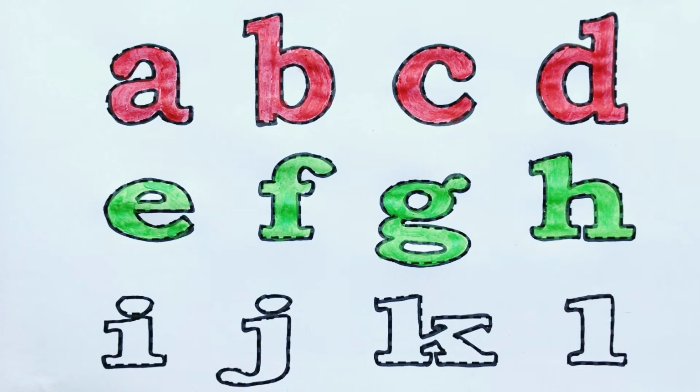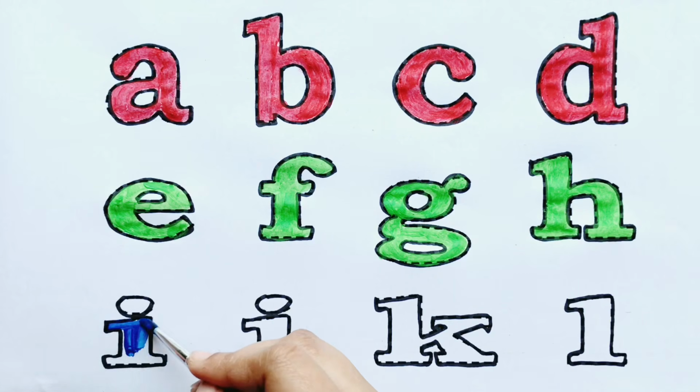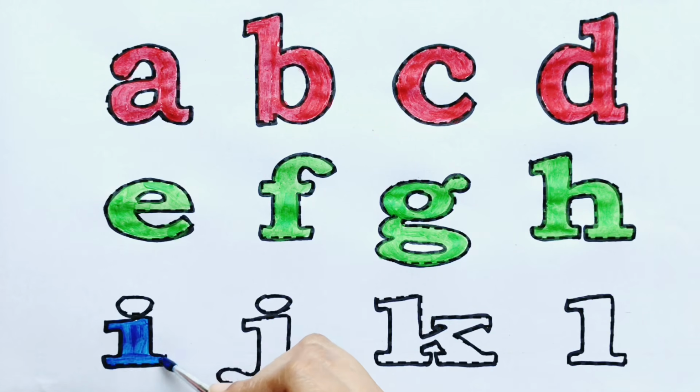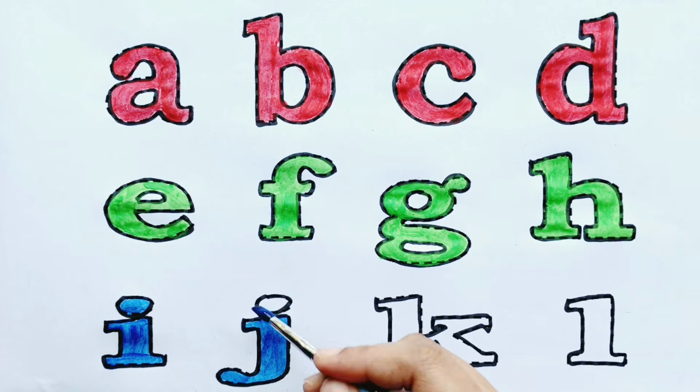1, 2, 3, let's go. Blue color. I for ice cream. 1, 2, 3, we're singing all together. A, B, C, count. J for jackal. 1, 2, 3, we're singing all together.